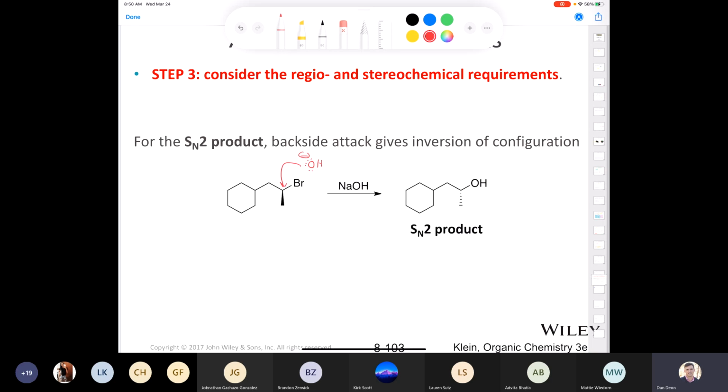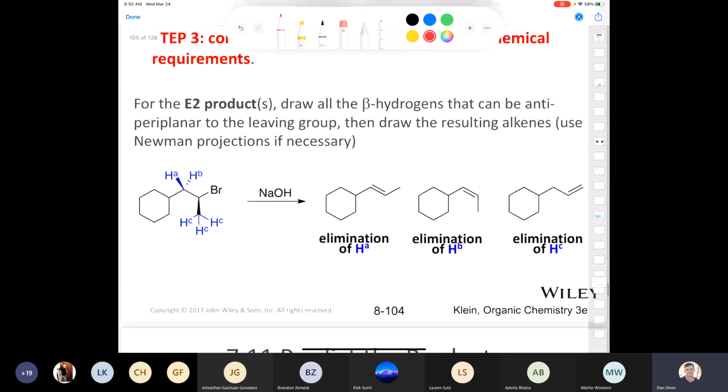We get a nucleophilic attack followed by a loss of leaving group. We do the inversion of configuration. There you go, that's our SN2 product. But that's not going to be the major product, is it? The elimination products are going to be the major products. So if I have my base pulling off HA or HB, I'm going to end up with these elimination products here. And if I have it pulling off one of the HC protons, I'm going to end up with this elimination product. Now, which one of these is going to be the major?